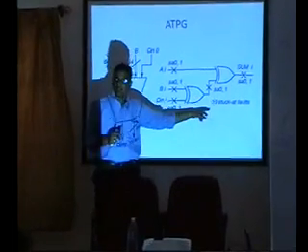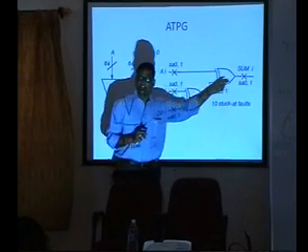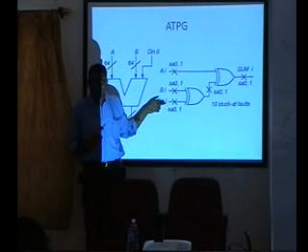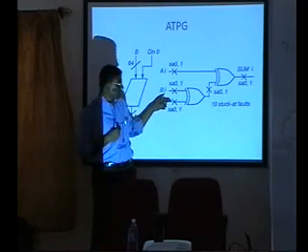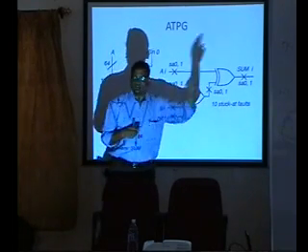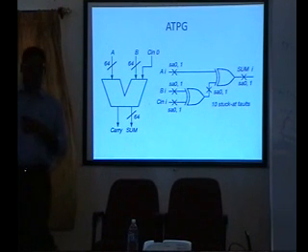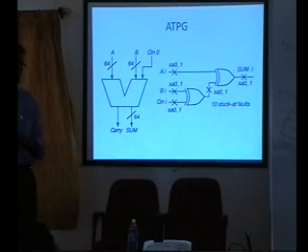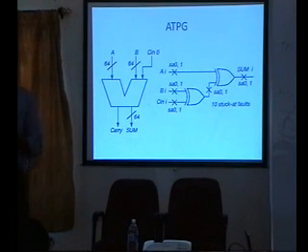This part is called the path of sensitivity. What do you call it? Path of sensitivity. The path along which the fault travels is called the path of sensitivity, and we have different algorithms to apply here. One famous algorithm is the D algorithm. What is the algorithm? D algorithm.